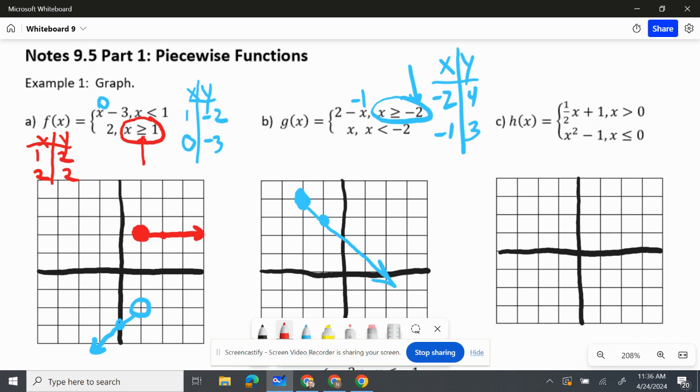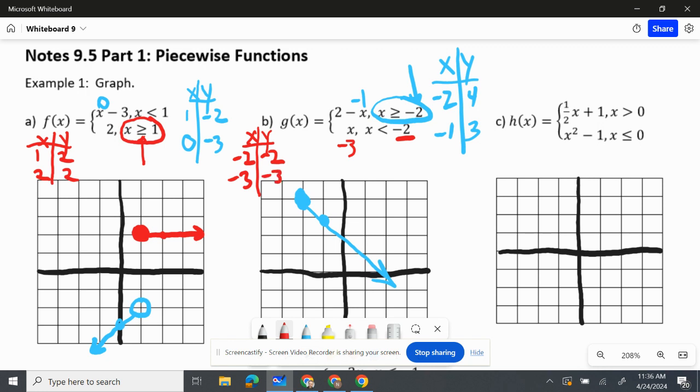For my second one, I do the same thing. I have my table of values. I start with my domain, which in this case is negative 2. When I plug in a negative 2, it stays negative 2. Then I want a number less than negative 2, so I'm going to pick negative 3. When I plug in a negative 3, I get a negative 3.